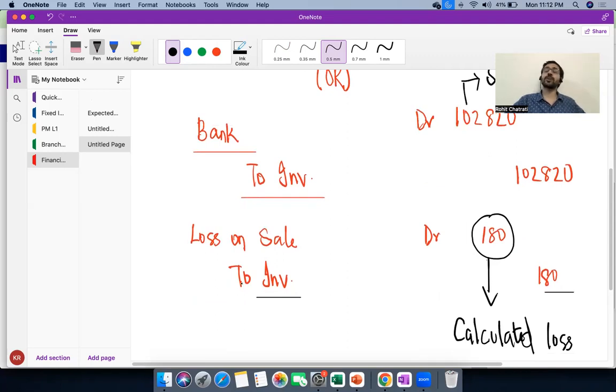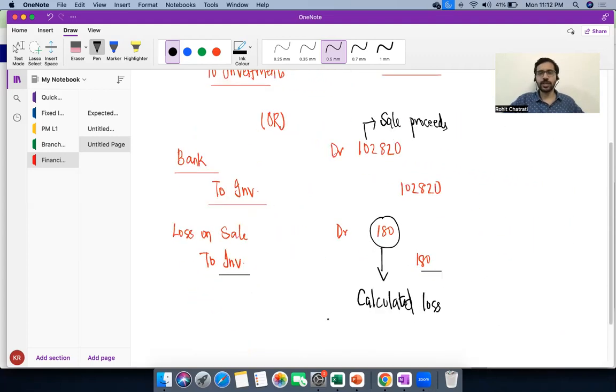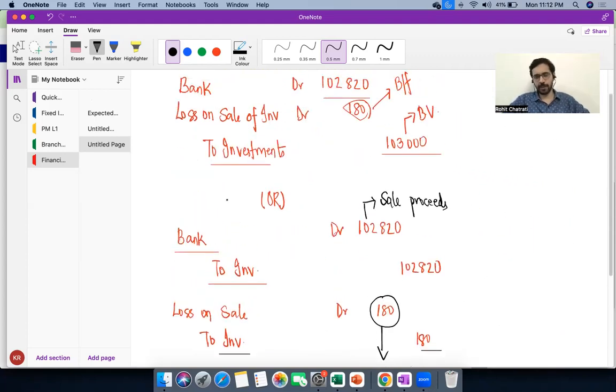And then the second journal would have been investment debit to profit on sale. Over here, it is loss on sale debit to investment. If it would have been a profit, it would have been investment debit to profit on sale. The net impact, if you see, of both the journals is actually the same.